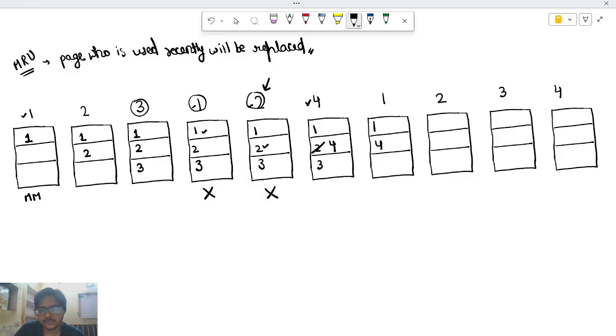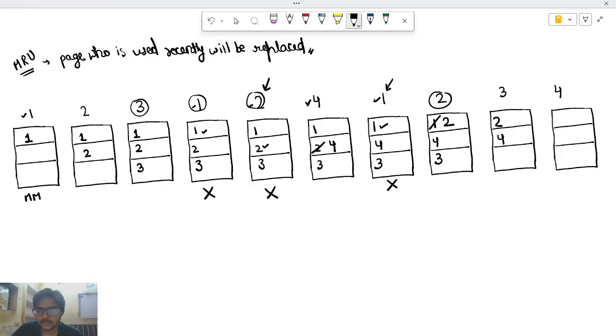So 1 4 3, CPU requested 1, and 1 is already present. This is not a page fault. Now 1 4 3, CPU requested 2. Now out of 1 4 3, who is used recently? 1 is used recently. Okay, so it will be replaced by 2.